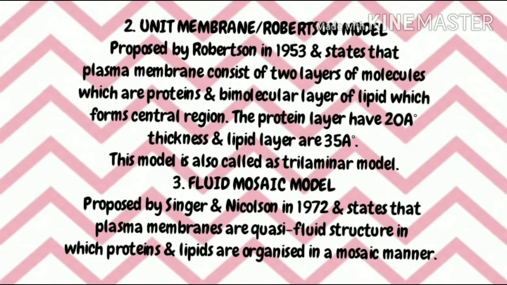Then comes the second model, that is the unit membrane model, otherwise called the Robertson model, which was proposed by Robertson in 1953. It states that the plasma membrane consists of two layers of proteins, one on the inner side and the other on the outer side, and a lipid bimolecular layer in the central region. As in the sandwich model, there are two protein layers, inner and outer, and in between there is a bimolecular layer of lipid.